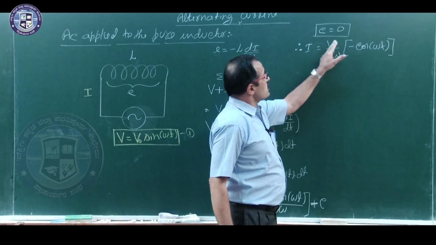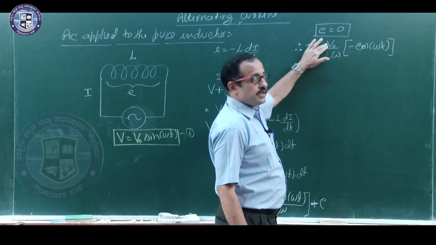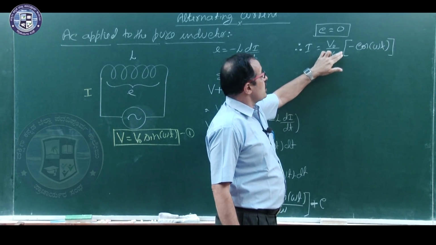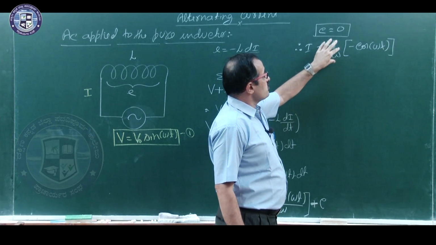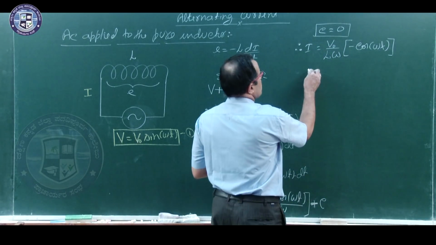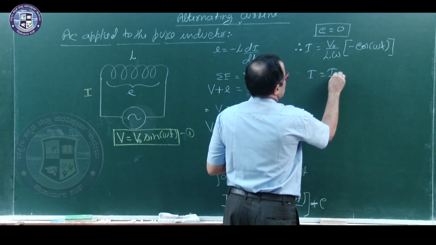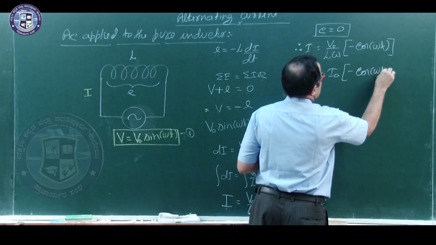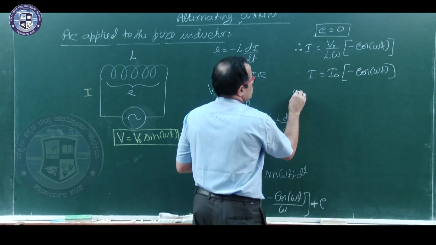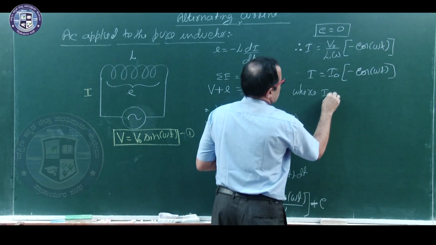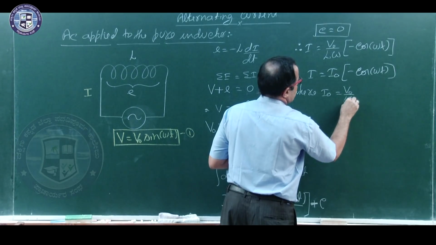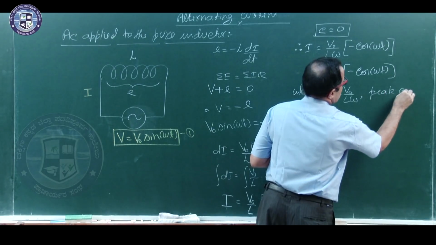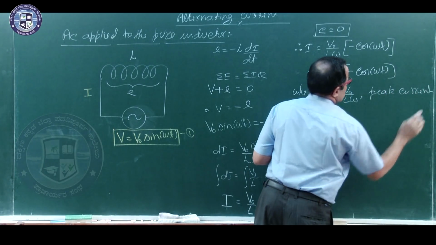Look at these 3 terms here: peak voltage, self inductance of the coil, angular frequency of AC. All of them are constants. We can reduce it to a single constant, that is I is equal to I naught into minus cos omega t, where I naught is equal to V naught by L omega, known as peak current.